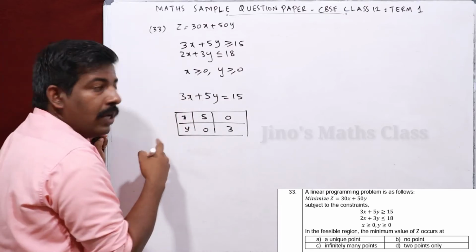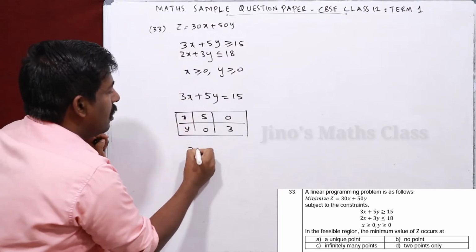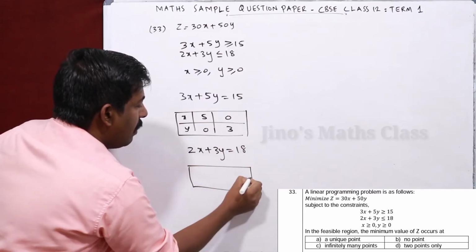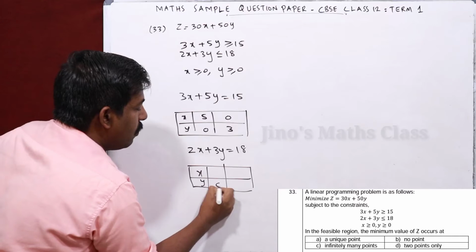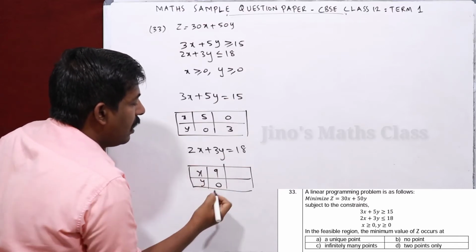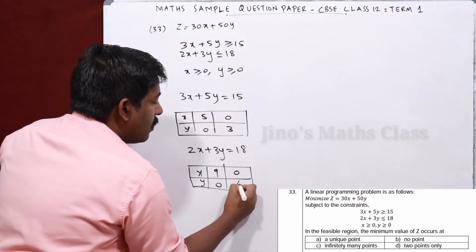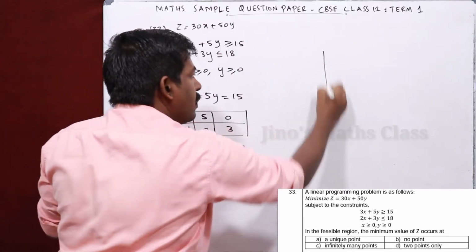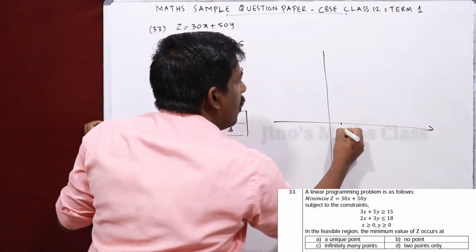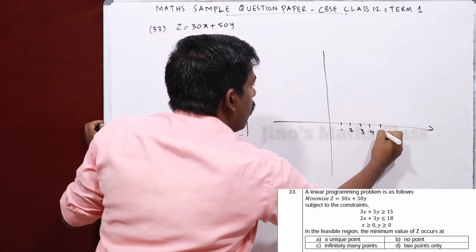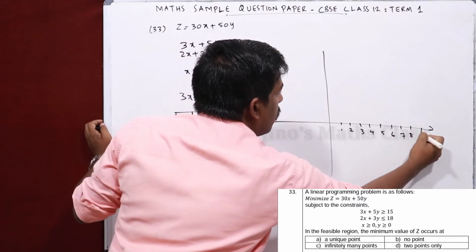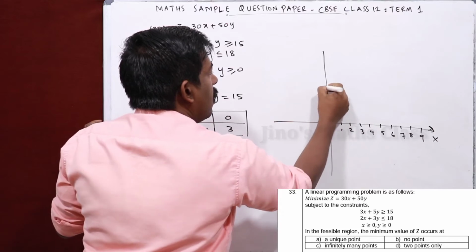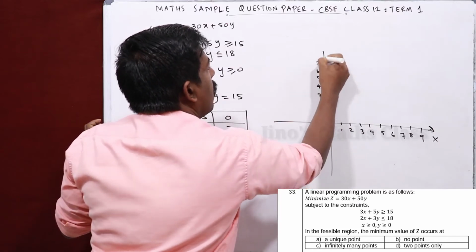Now we take the second one and consider it as an equation, that means 2x plus 3y is equal to 18. Here also we find the coordinates: when we substitute y is equal to 0, we get x is equal to 9, and when we substitute x is equal to 0, we get y is equal to 6. That means 9, 0 and 0, 6 are the coordinates. Now we can draw the x axis and y axis, and here 1, 2, 3, 4, 5, 6, 7, 8, and 9. Here we need up to 6, so 1, 2, 3, 4, 5, 6, 7.